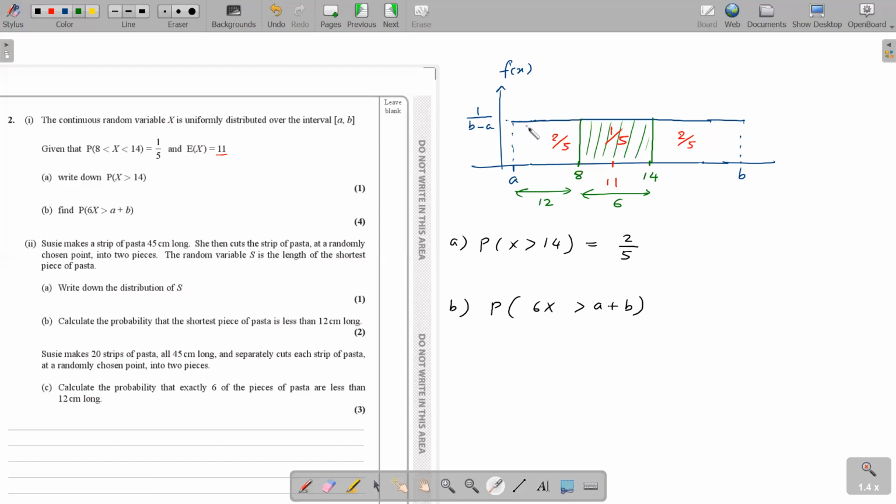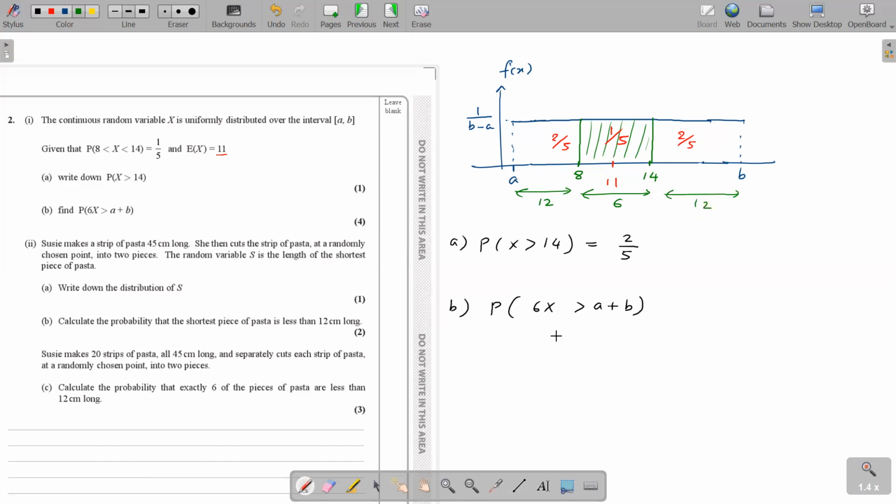Because this is a uniform rectangle, right? The 1 over b minus a is the breadth of the rectangle. That is constant. All these 3 rectangles are exactly having the same breadth. That doesn't change, 1 over b minus a. Do you realize what's going on? So for the area to be doubled here, it's the length that has to double. So which means this gap should again be a 12.